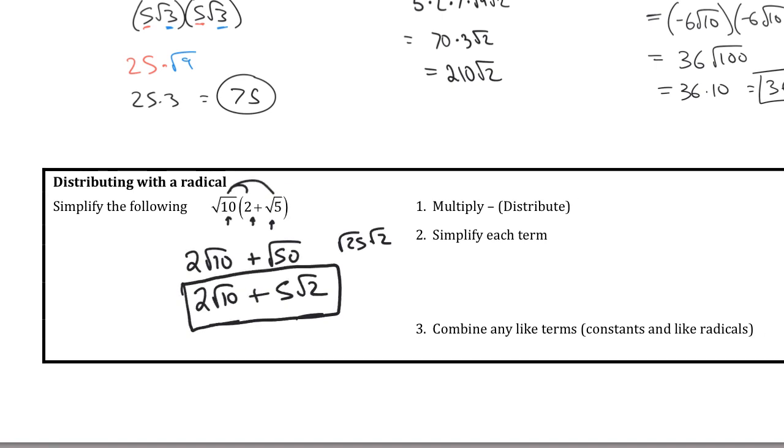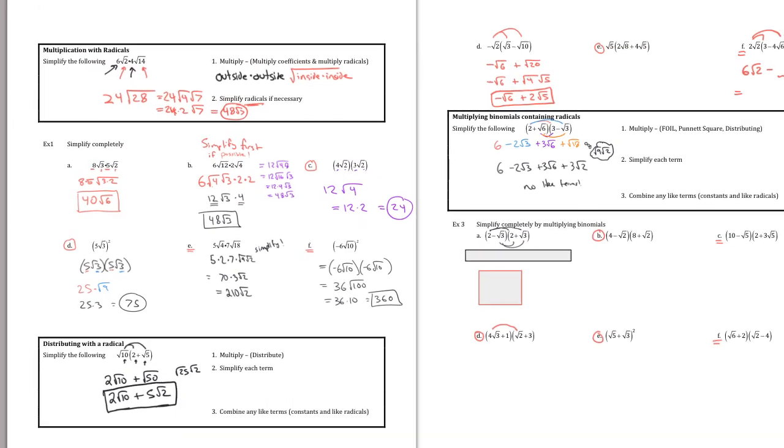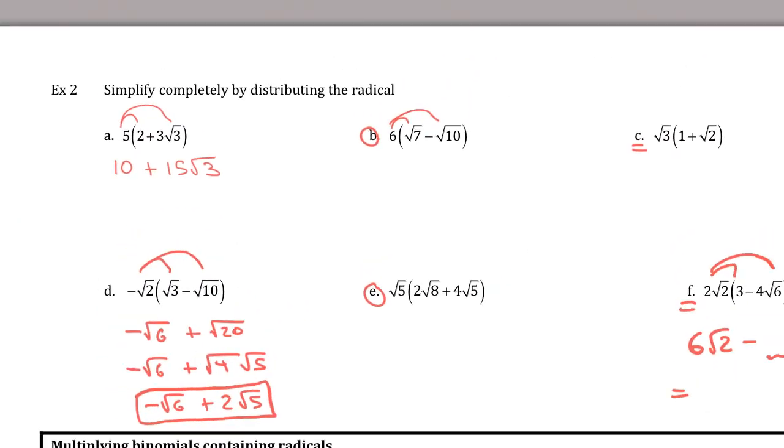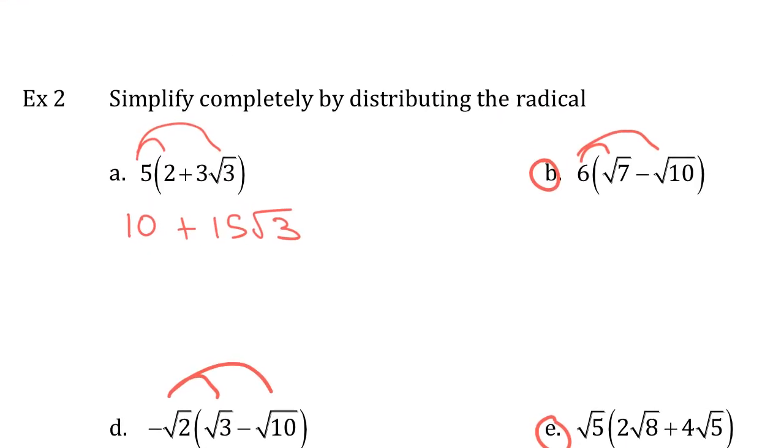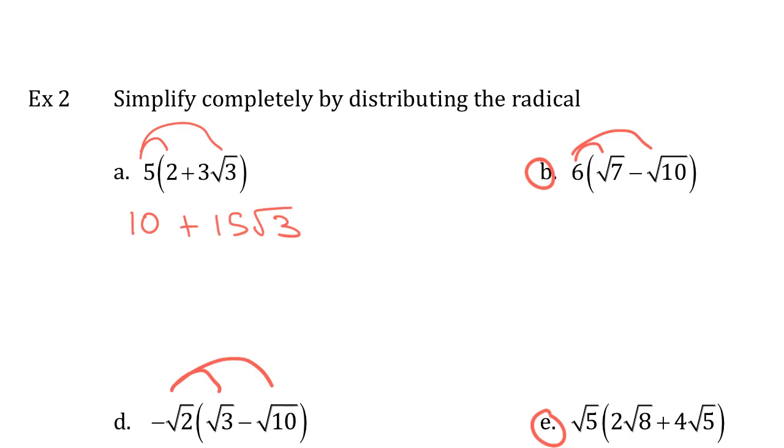So if you flip over to the back here, I'll move over, we've got some examples. Example 2a, I've already done. When you distribute, the 5 times 2 is 10. Here I have 5 times 3 root 3. The 5 and the 3 are outside, so I multiply those together. That's where we get 15, and the root 3 didn't have anything to multiply with, so it stays root 3. So your answer is just 10 plus 15 root 3.